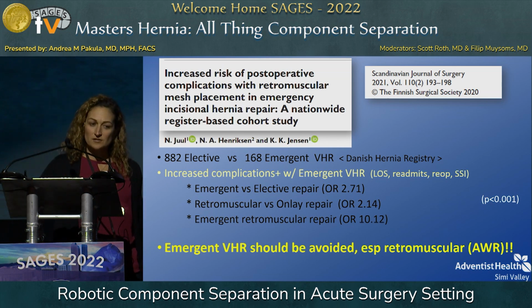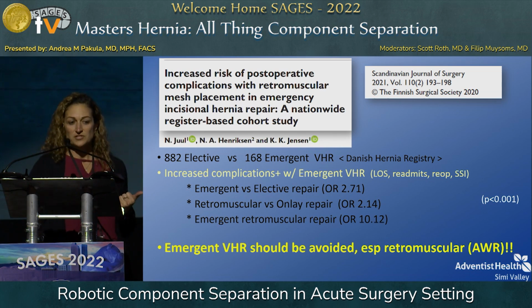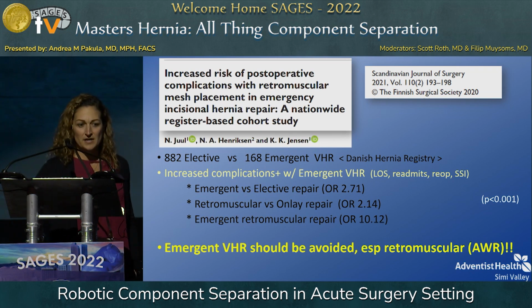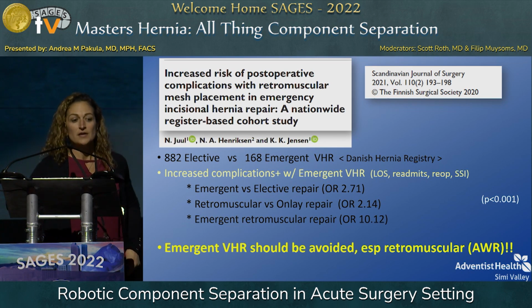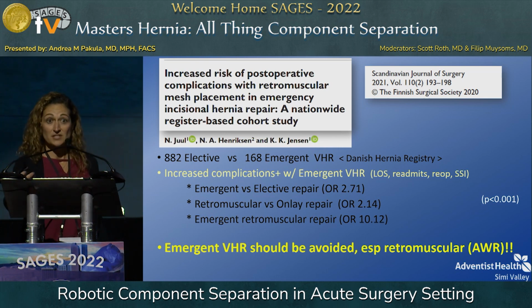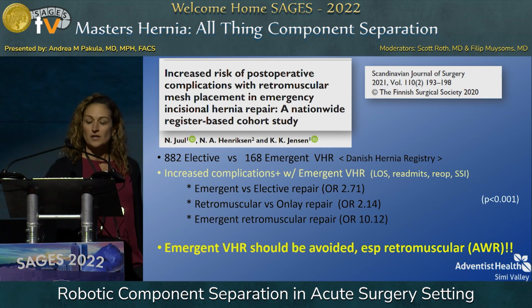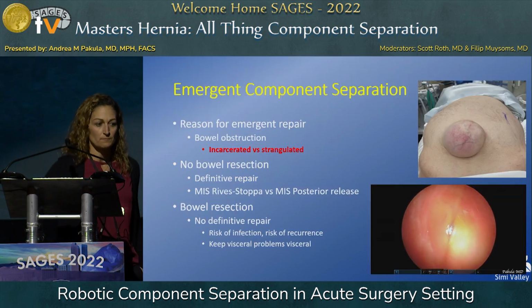Comparing emergent to elective, there was a higher risk of all complications, readmissions, length of stay, and reoperations. Retromuscular versus onlay was higher in the emergent ventral hernia repair setting, and when you combine the two together, there was a 10.1 odds ratio of increased risk of all of those things when compared to elective repair. So again, emergent ventral hernia repair from this study concluded that it probably should be avoided, especially placing the mesh in the retromuscular space and doing your ab wall reconstruction.